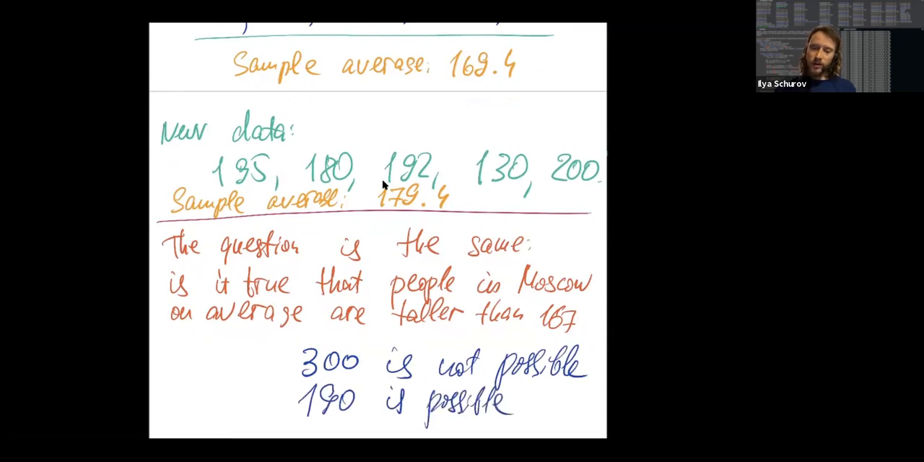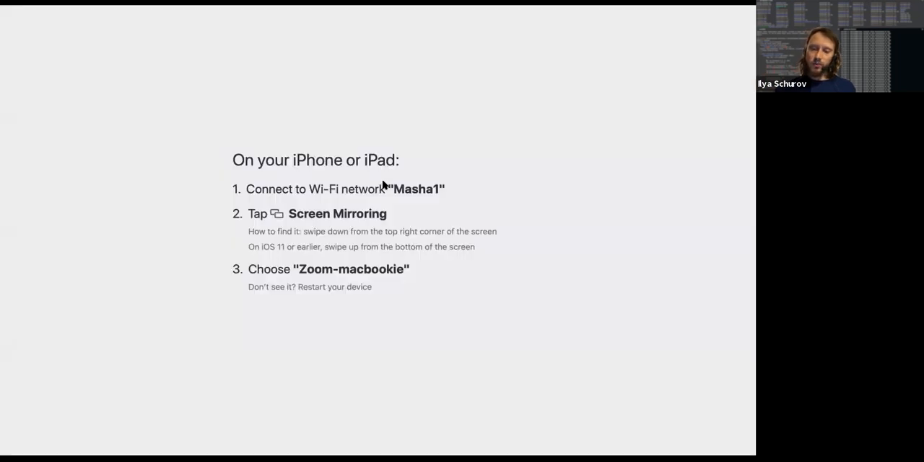So, as we believe that this sample average is not too far from the actual population average, we conclude that the larger the value we have here, the larger the estimate for the population average we have.